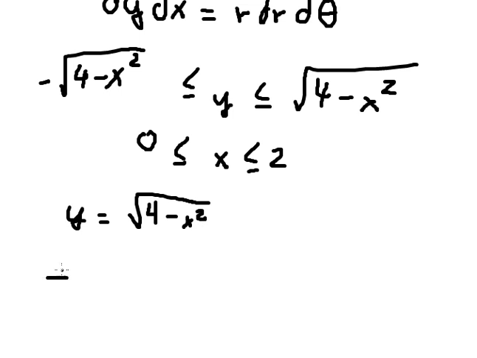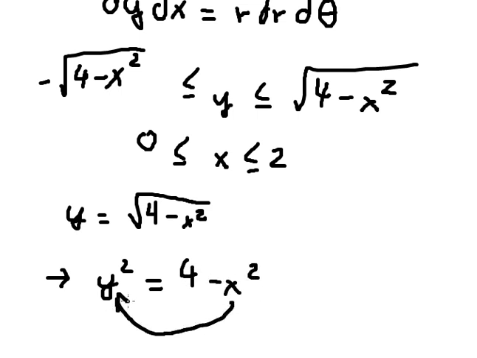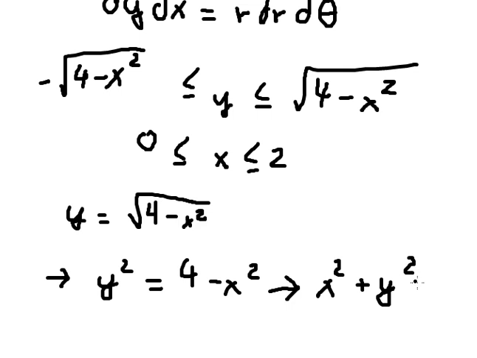Now we put the power 2 on both sides to cancel the square root. So we have 4 minus x squared. This one I will put on the left, and we have x squared plus y squared equals 4.